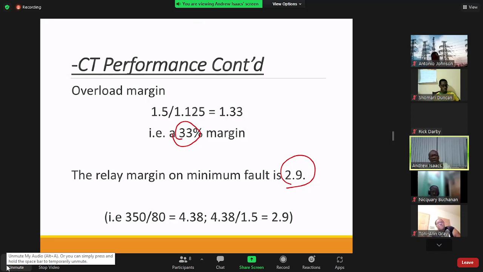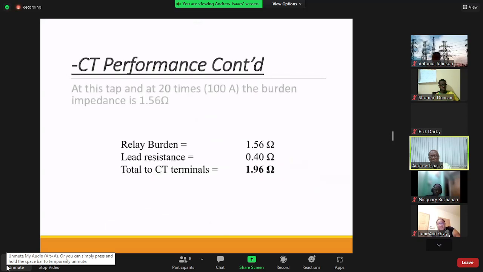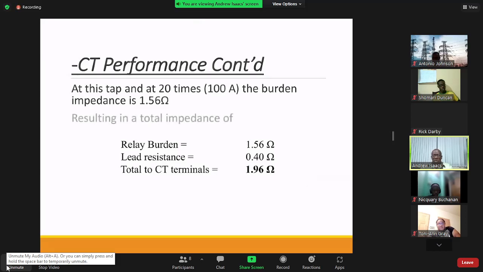Now, don't start screaming. Just take it. It is what it is. I am giving you now, in terms of the relay, this information. So at this tap setting, and at 20 times, the burden impedance is 1.56. So it has changed a little from the calculation. So whatever information I would have given you regarding the burden, you would have been able to use it to calculate that. So I'm giving you this burden information on this step. All right?